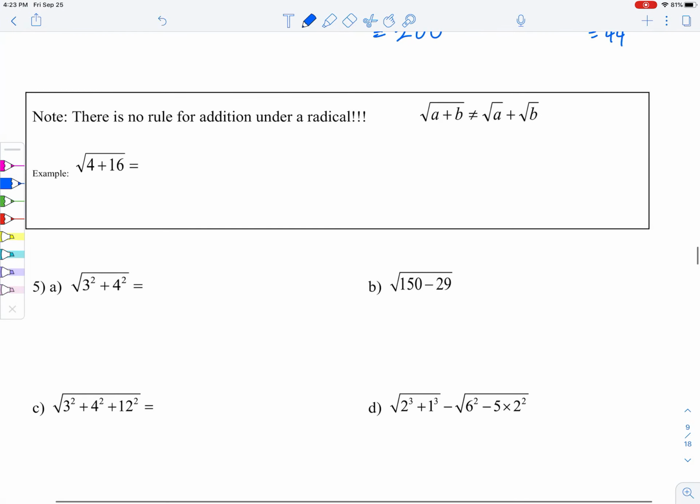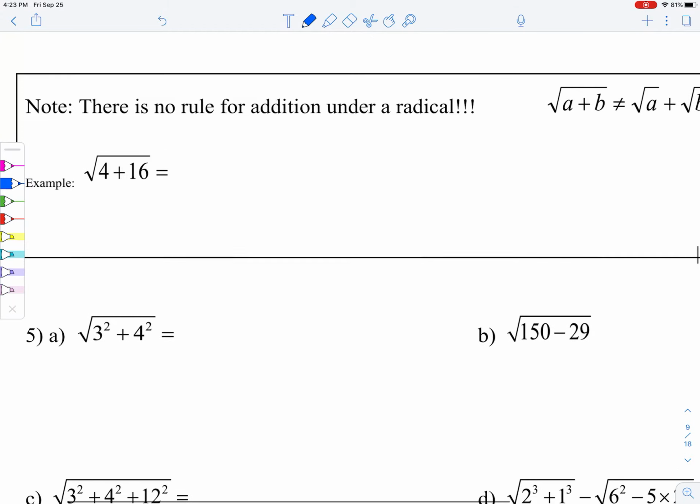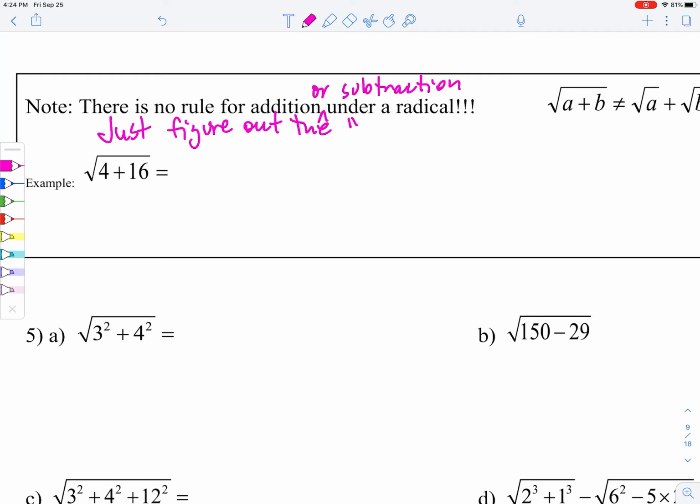There is no rule for addition under a radical. So whenever we have a plus or minus, so it's addition or subtraction, there is no rule for addition or subtraction under a radical. We just have to figure it out. Just figure out the guts and then simplify if you can.